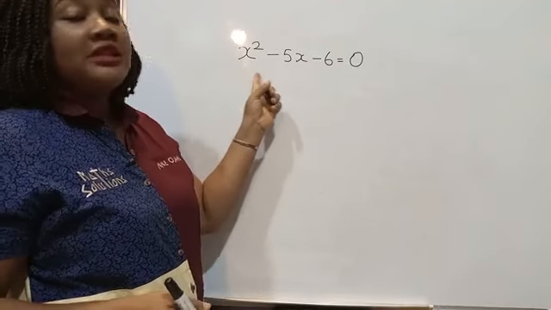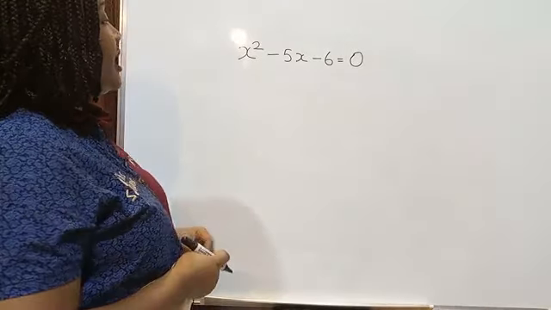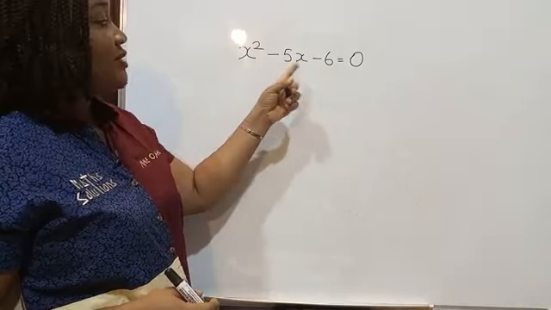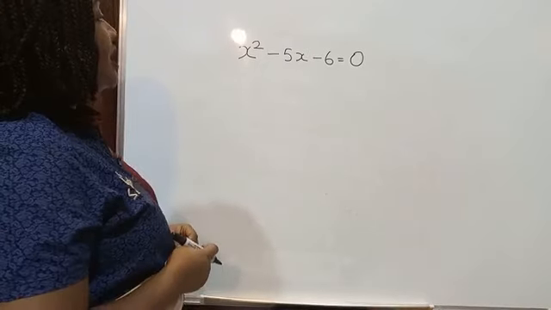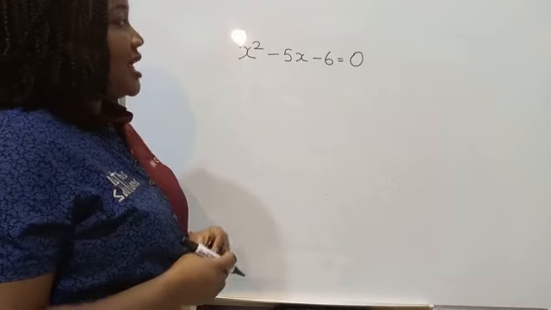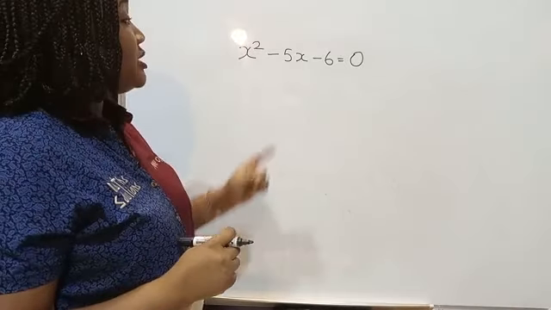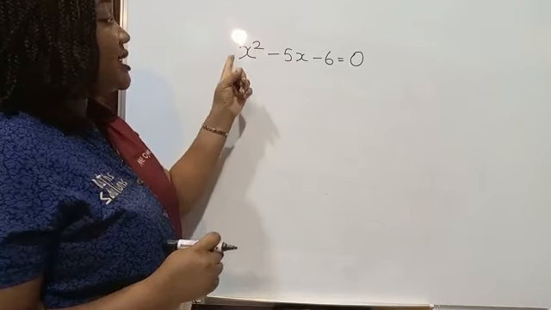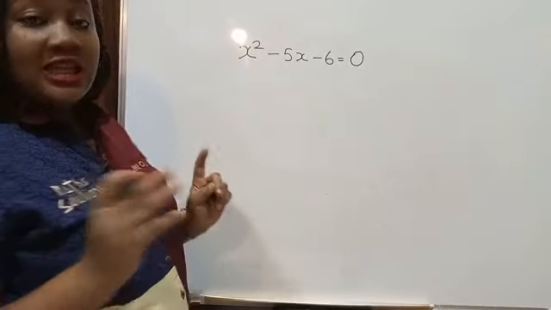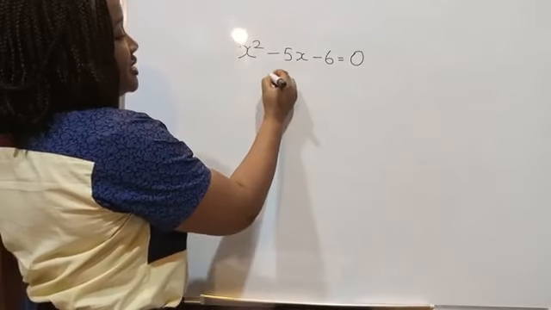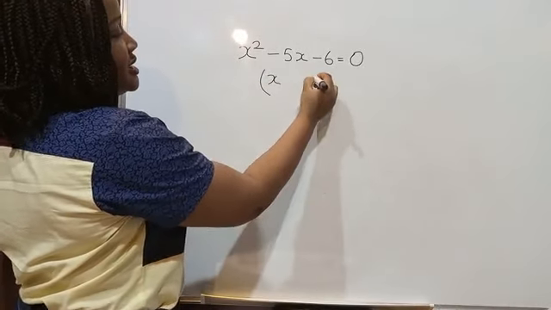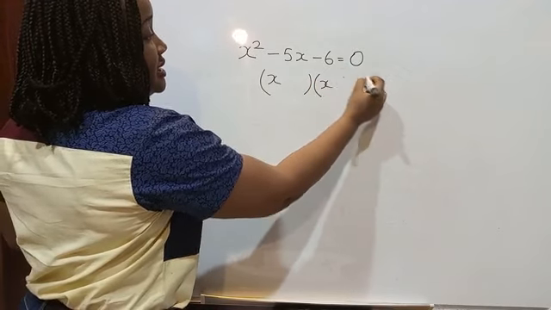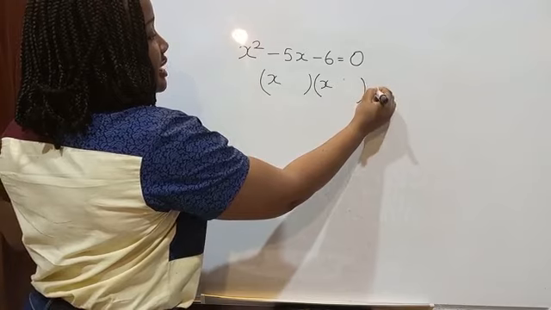So let's look at solving this quadratic equation. The coefficient of x squared is 1, the coefficient of x is minus 5, and minus 6 is the constant. This solution is what we do when the coefficient of x squared is 1. First, you open brackets with x, trying to factorize this quadratic expression.